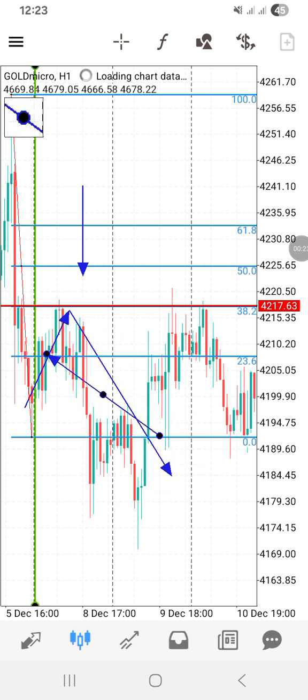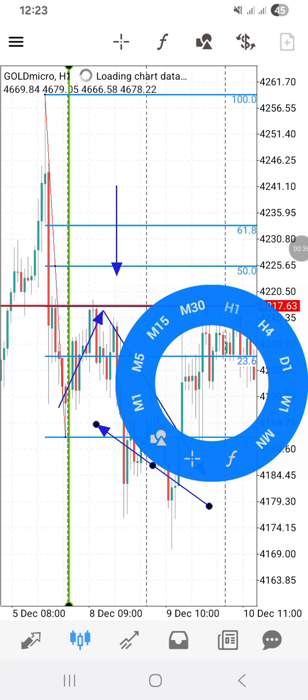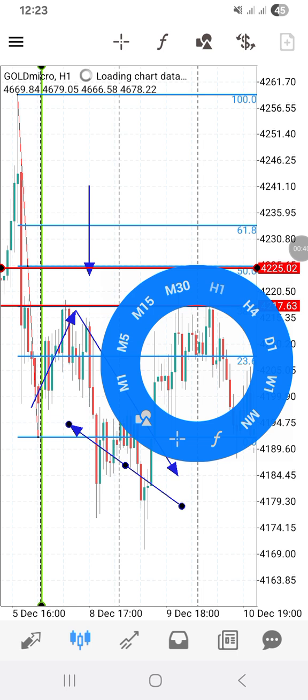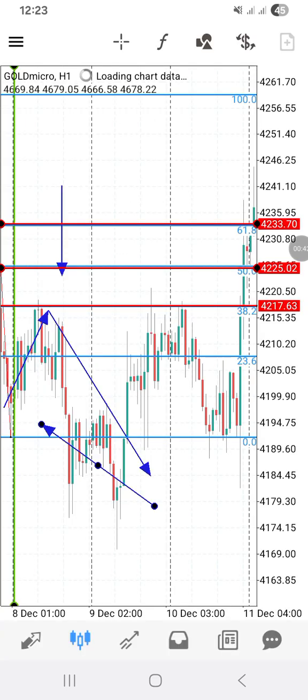As you can see, the market respected the 38.2 Fibonacci. So we have the 38.2 and the 50 and the 68. So these are the lines or the resistance which we are going to be watching for. So guys, this is just a preview of what you are going to be learning about today.